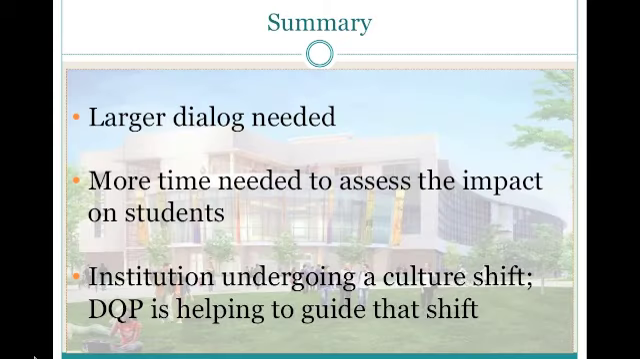So in summary, we needed a larger dialogue. We need a little more time to assess the impact. You know, it's too early in our process because of the turnover to be able to say, yes, we're having an impact. So we're going to continue this process, and it's probably going to be at least another year before we can actually start seeing the impact on our students. And of course, as I mentioned before, we're having to shift the culture, and DQP is helping with that culture shift to be able to say this is the process, this is our end goal, and have documentation for the faculty to see, yes, okay, this is what we really need.